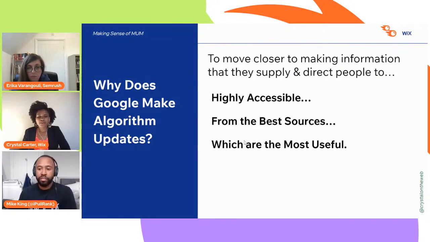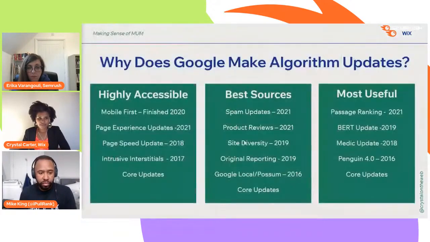When we look at their algorithm updates, we can see that they tend to be split into similar categories. So the mobile first, the page experience, the page speed insights, intrusive interstitials, and a lot of their core updates are about accessibility, and I mean accessibility with a small a, just about people actually being able to get onto a website. Then from the best sources, we think about things like the spam updates, product reviews updates, and site diversity updates. Those are making sure that we've got good quality information. And the most useful: things like passage ranking, BERT, things that are very much associated with EAT.